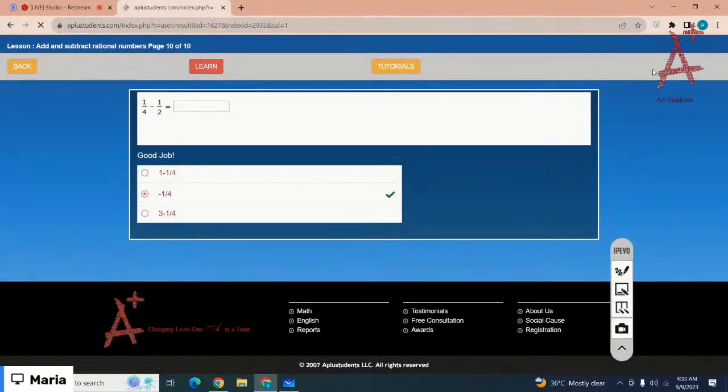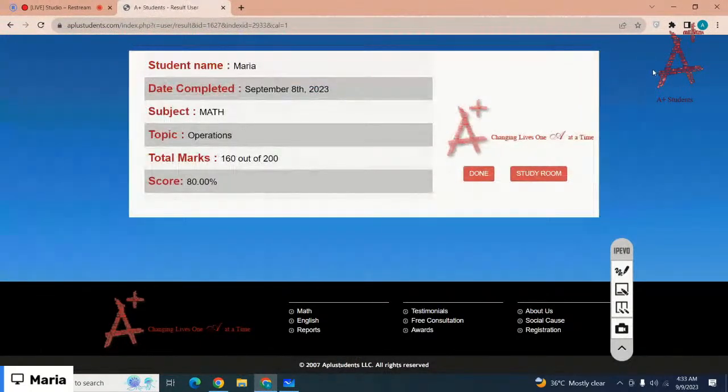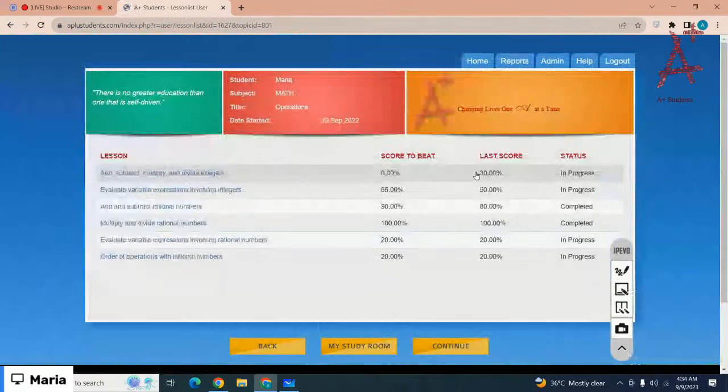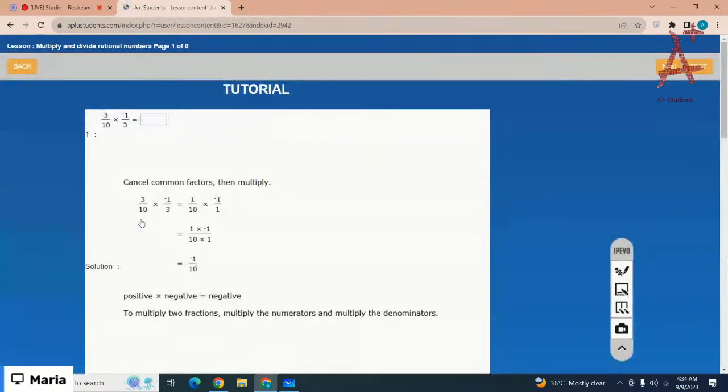Okay, we are done with the lesson. Let's just start with the next lesson. We're done with how do we add and subtract rational numbers. Now we're going to do how we multiply and divide rational numbers, right? So multiplying and dividing are also same like we do with the fractions. So 3 by 10 times negative 1 over 3.